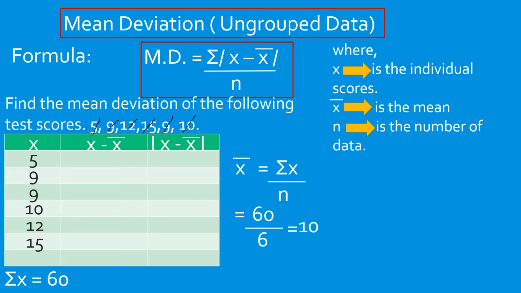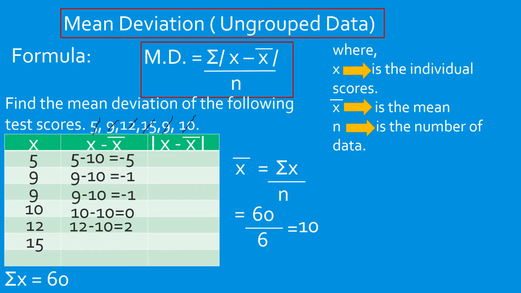Okay, it means that for the deviation from the mean, we need to subtract 10 from the individual scores. Start with 5. 5 minus 10 is equal to negative 5. 9 minus 10 is equal to negative 1. 9 minus 10 again, negative 1. 10 minus 10 is 0. 12 minus 10 is 2. And 15 minus 10 is 5. Okay, so we already have the deviation from the mean.